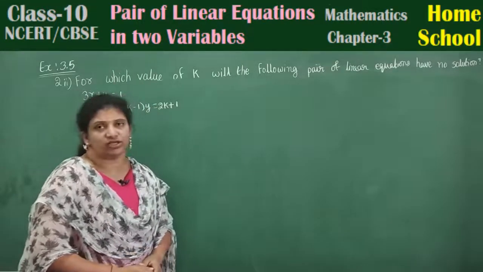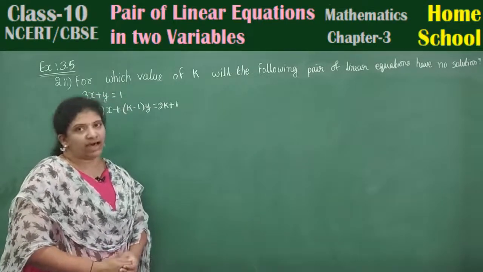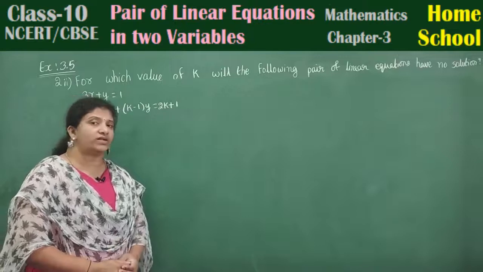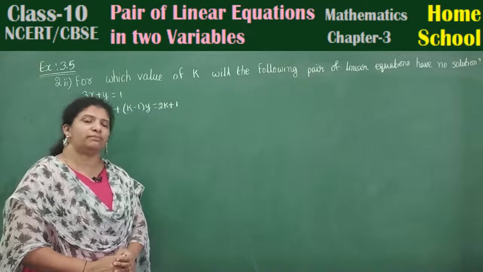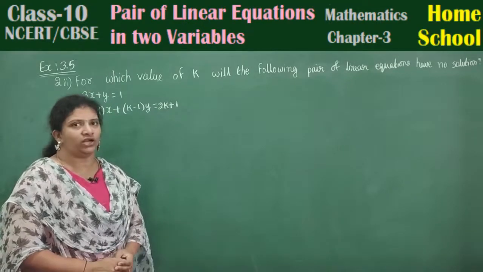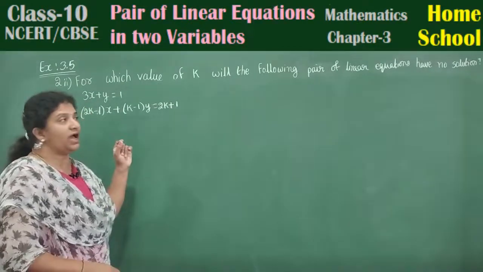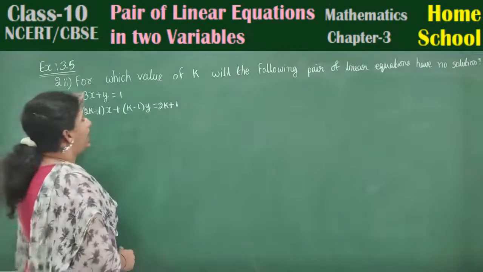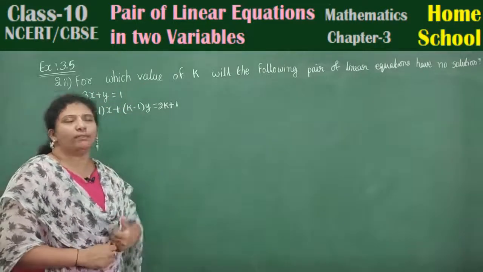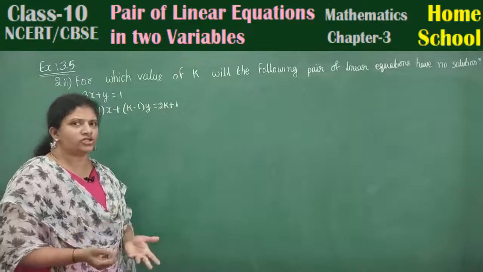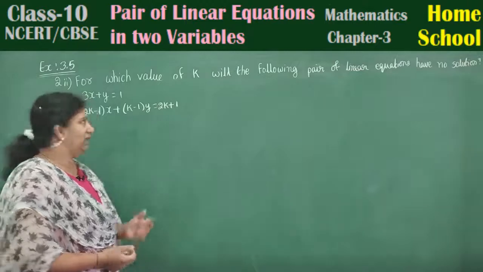Second sub question: for which value of k will the following pair of linear equations have no solution? No solution means what? The lines might be parallel. If they are parallel, what is the ratio you can remember? A1 by A2 is equal to B1 by B2 is not equal to C1 by C2. They did not give you parallel, they have no solution. No solution means the two linear equations might be parallel.